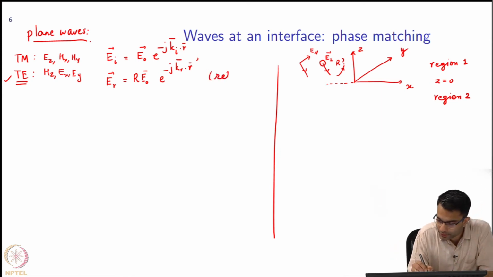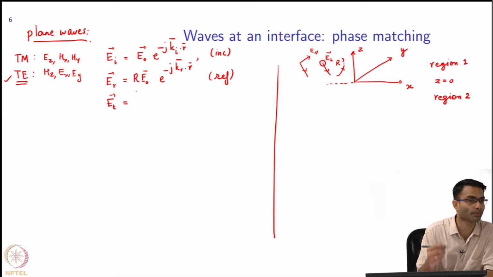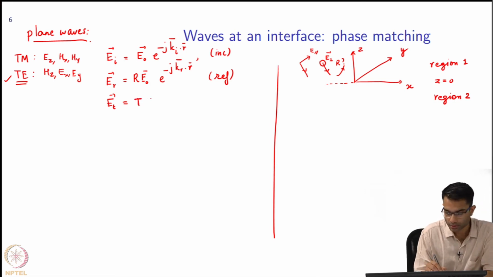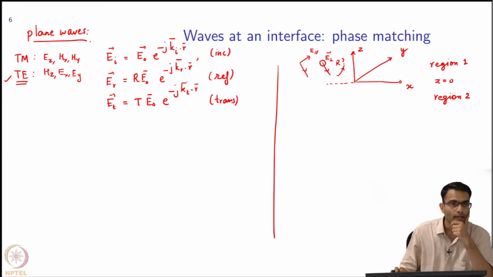And so, this is reflected, this is incident, and then similarly I have an E transmitted, again the plane should be the same. This is a transmitted wave.